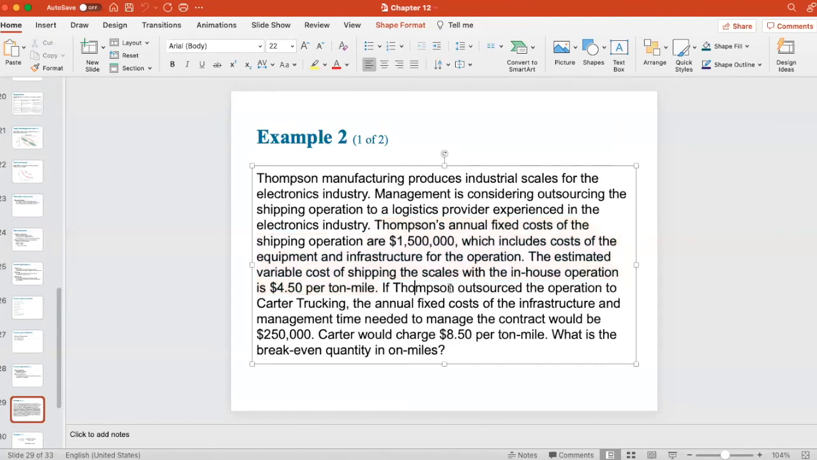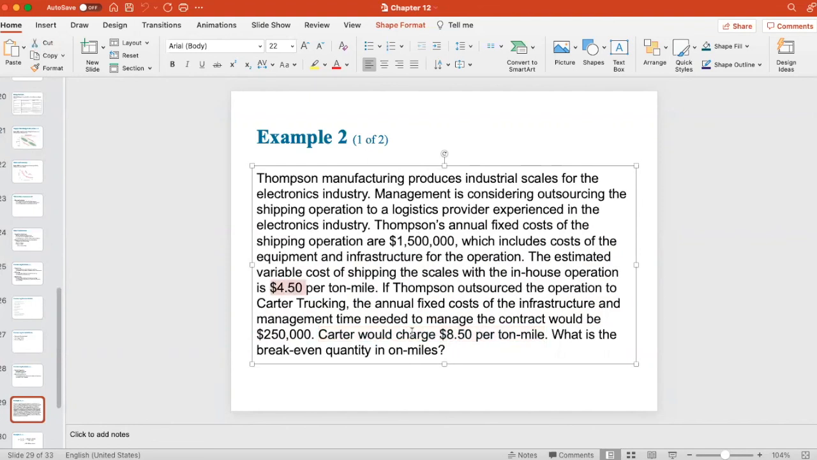If Thompson outsources the operation, the annual fixed cost of the infrastructure and management time needed to manage the contract will be $250,000. You see that the fixed cost, compared to the original vertical integration, drops down a lot. However, Carter will charge $8.5 per ton mile. The corresponding variable cost is much higher compared to the original $4.5.